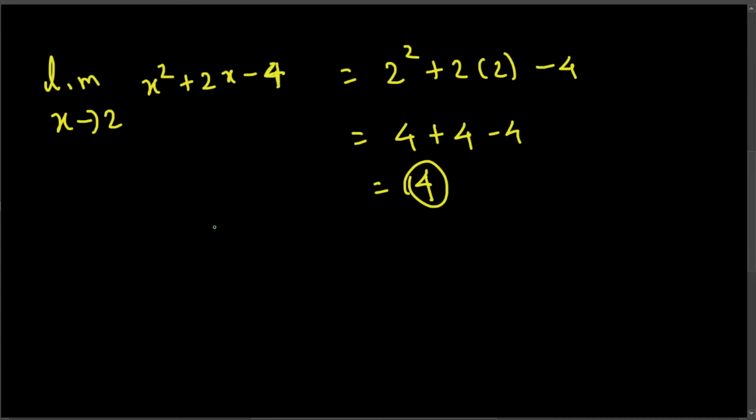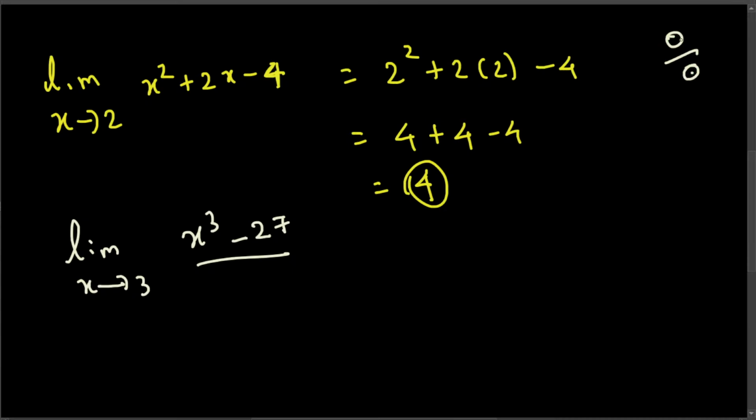Now let's look at another one. Let's say we have a function given like this: limit as x approaches 3 of x cube minus 27. How can we solve this one? Let's put the denominator as well, because if we don't have a denominator, that becomes easy. We always look for the 0 by 0 case. If we don't have a 0 by 0 case, then the problem is easier to solve. So let's put a denominator x minus 3.